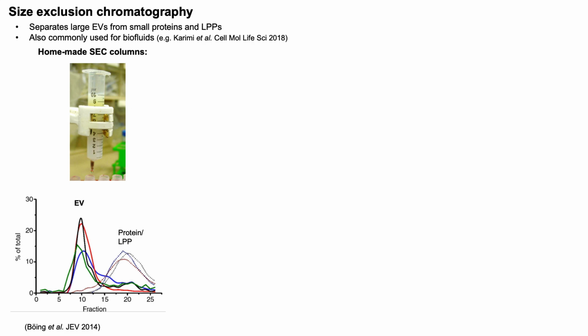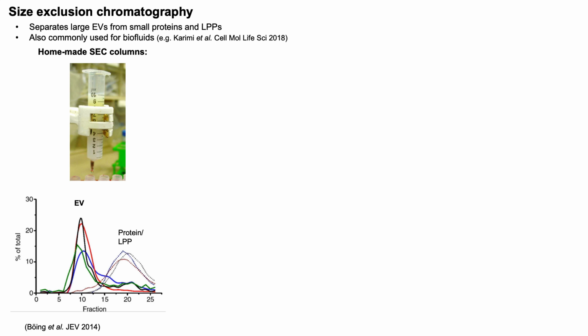Then about size exclusion chromatography. So this method separates large EVs from small proteins and lipoprotein particles. As the previous speakers already noticed, this is commonly used for biofluids as well, but works as well for cell culture derived EVs. And these don't have to be expensive.